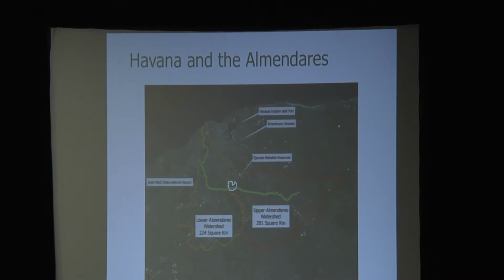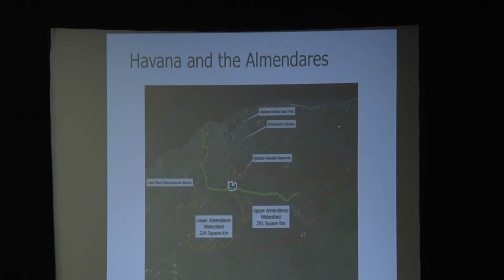So, the Almendares River is displayed on your screen in green, and it's only 30 miles long, which seems to a lot of people like a fairly insignificant river. However, it is the single largest water body in Cuba's Havana province, and it forms a very important urban waterway through the city of Havana and the outlying areas.